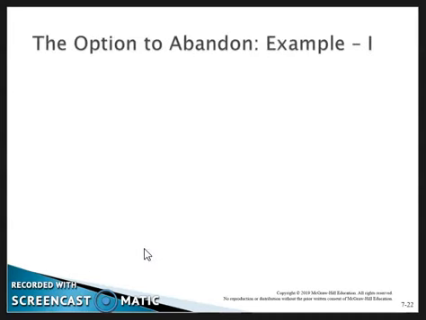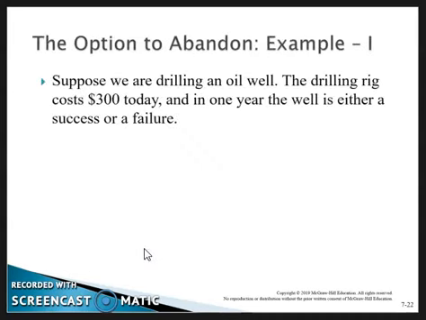Option to abandon. So look at drilling an oil well. The drilling rig costs $300 today. In 1 year, the well is either a success or a failure. The outcomes are equally likely, and the discount rate is 10%. The present value of a successful payoff is $575. The present value of an unsuccessful payoff is zero. These are all 1 year in the future.